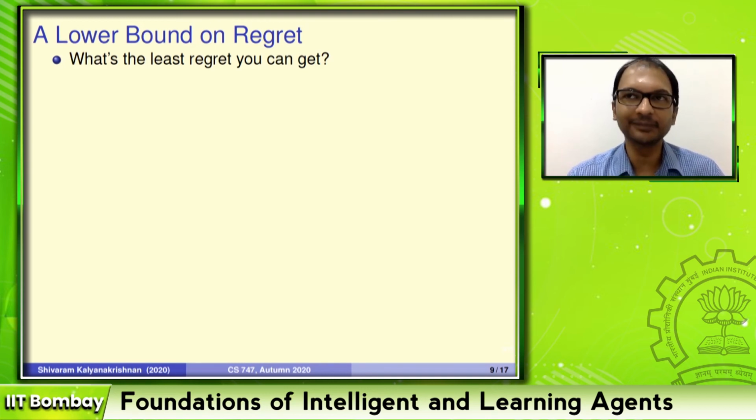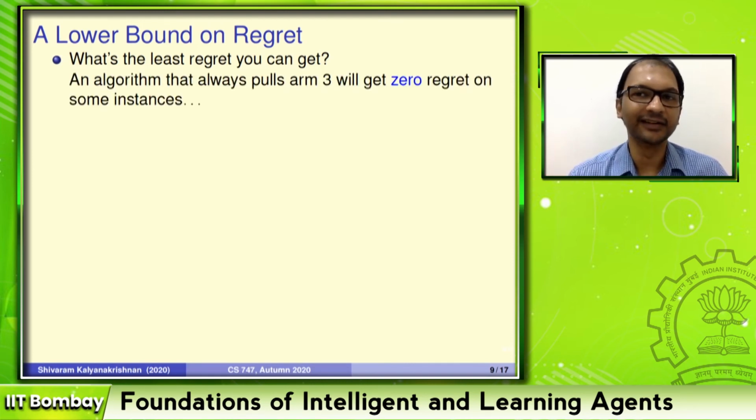Maybe 5 is the optimal arm. If you're always pulling 3, then you are not doing anything meaningful. You're just going to incur linear regret, right? So that's not okay either. Okay, so an algorithm that always pulls the same arm is a good example of an algorithm that is good on some instances but not good on other instances.